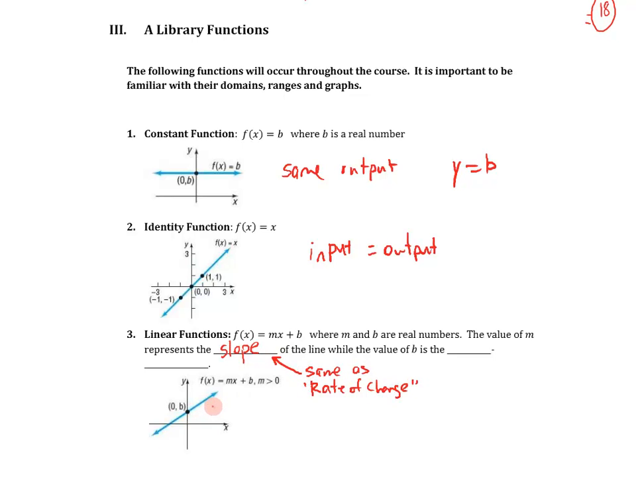So the rate of change of this function is actually the same all the way through. You'll find that for any linear function, the average rate of change doesn't change anywhere on this line. b is the value where it crosses the y-axis, so we're going to call that the y-intercept form of a linear function.